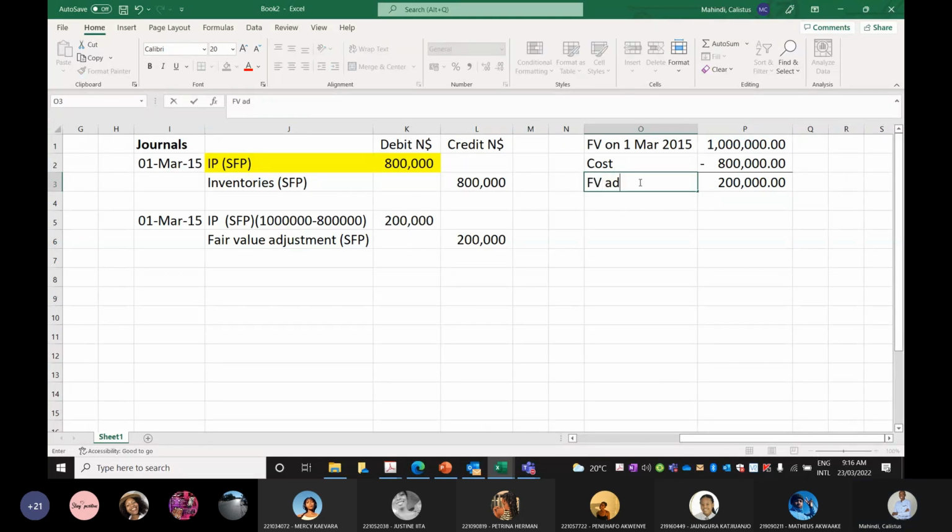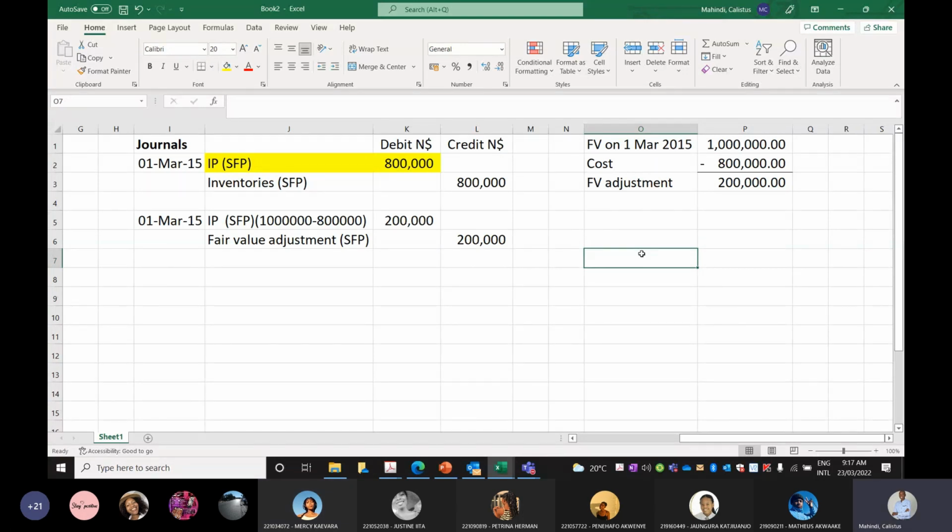So this is the value by which we have to increase the investment property to get it from a value of 800,000 to a value of 1 million. Are we together? All right, great. So we're together up to there.